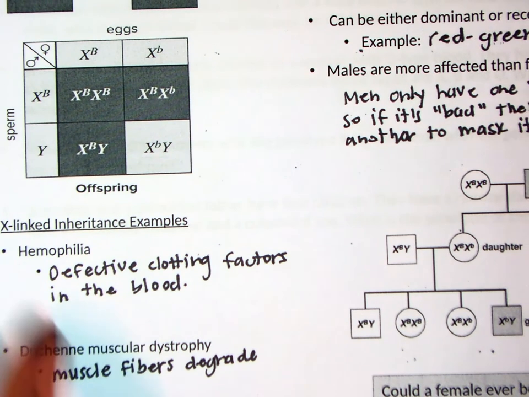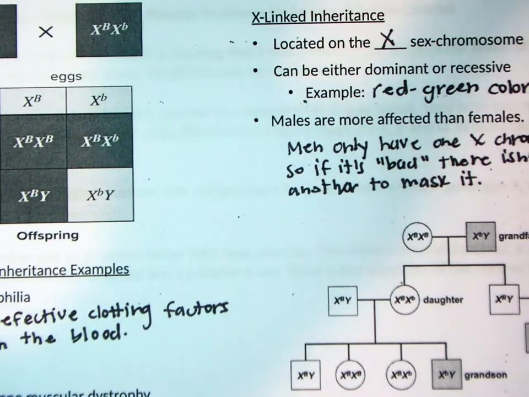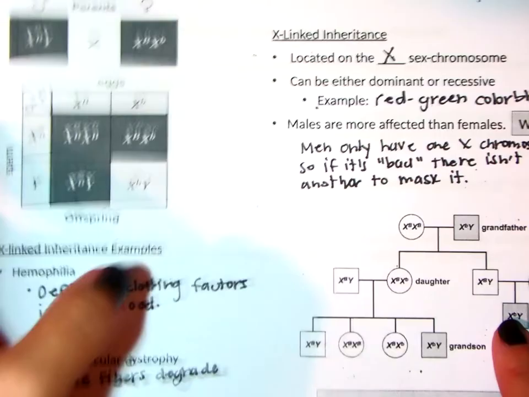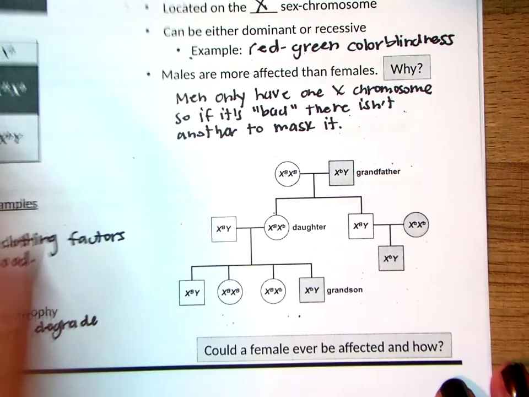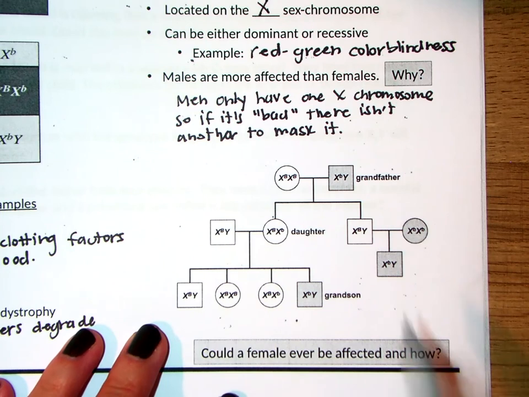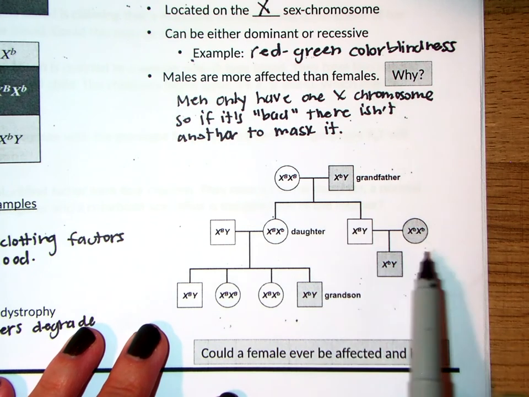So if we look over here at this pedigree chart, can a female ever be affected by these, and how? So again, the ones that are filled in here are affected. So this is showing sex-linked or X-linked recessive because all of those that are filled in have no big Bs.